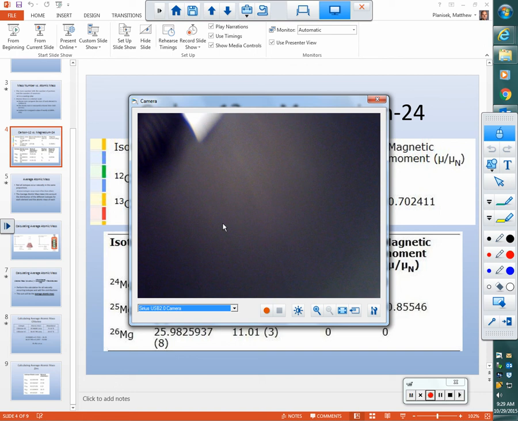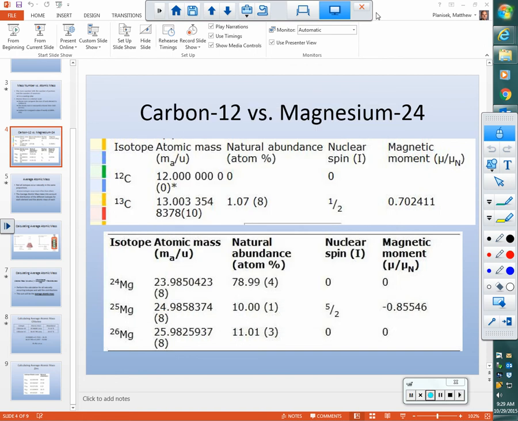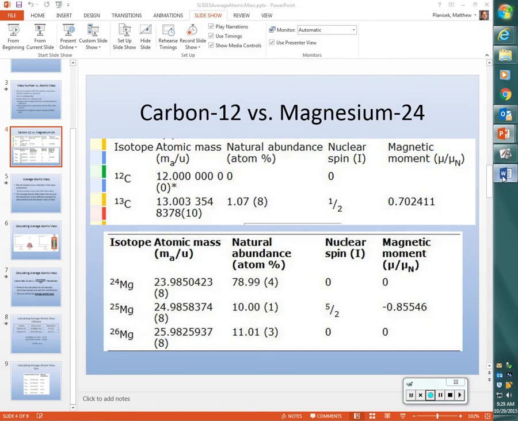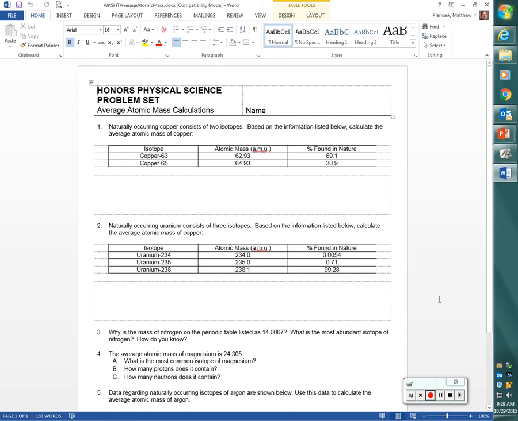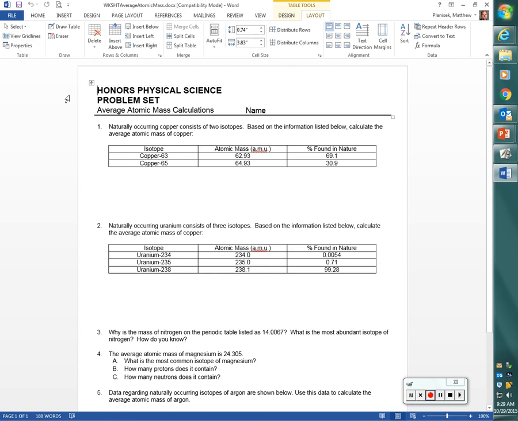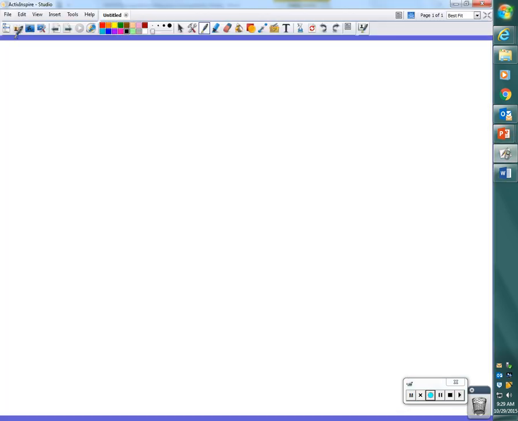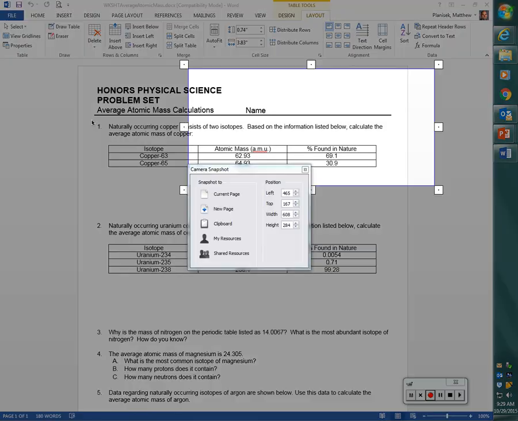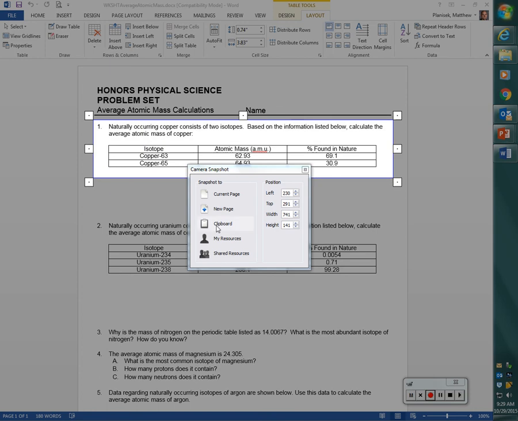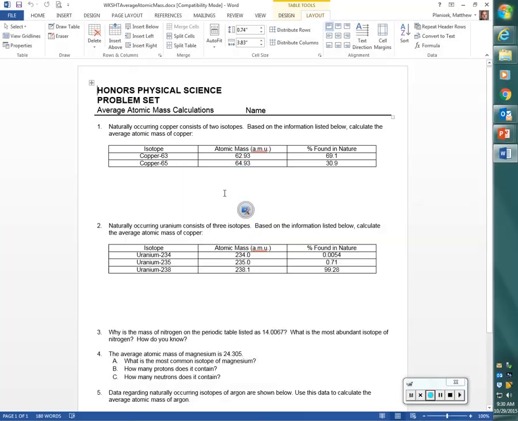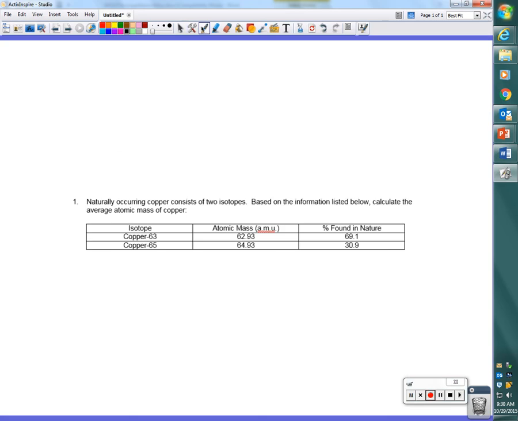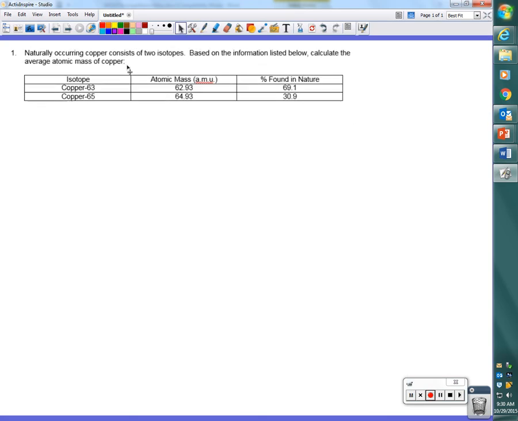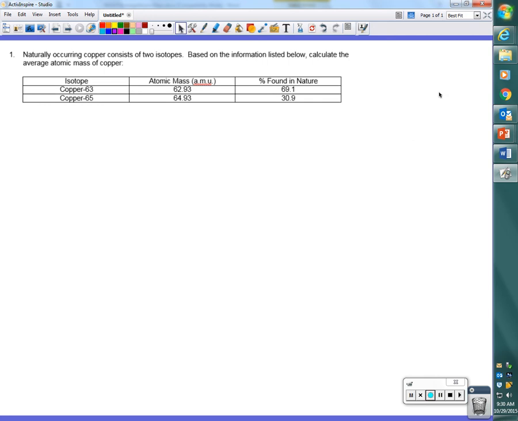All right. Let's wrap this up here. Not for the day, just this idea. The sheet I gave you today, Honors Physical Science problem set, average atomic mass calculations. Let's take a look at the first one. So it says, naturally occurring copper consists of two isotopes. Based on the information listed below, calculate the average atomic mass of copper.